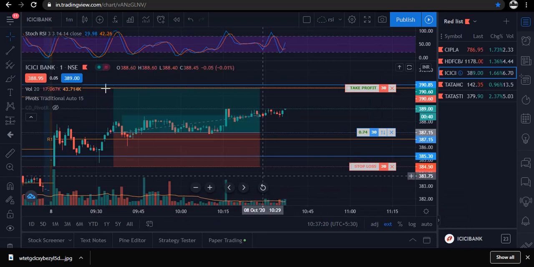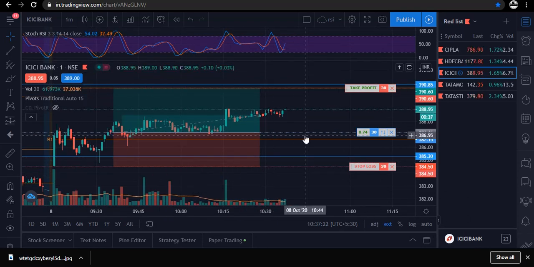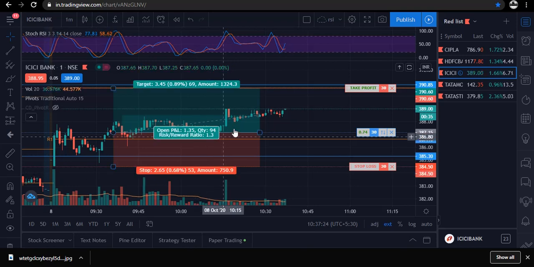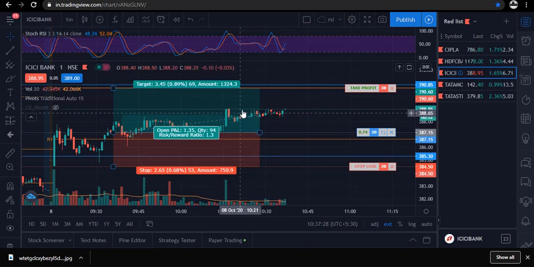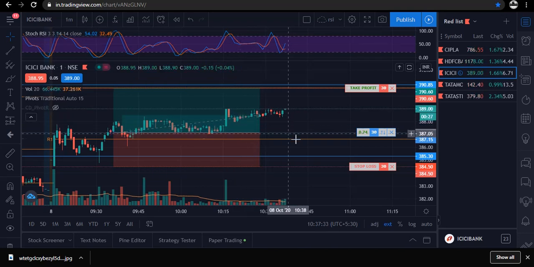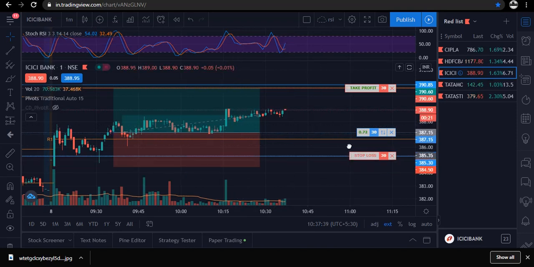So traders, here in our ICICI Bank trade, you can see that the price is going good towards our target, but since it is showing sideways momentum, what I am doing is trailing my stop loss to our cost price. Okay traders, so I'm doing it.